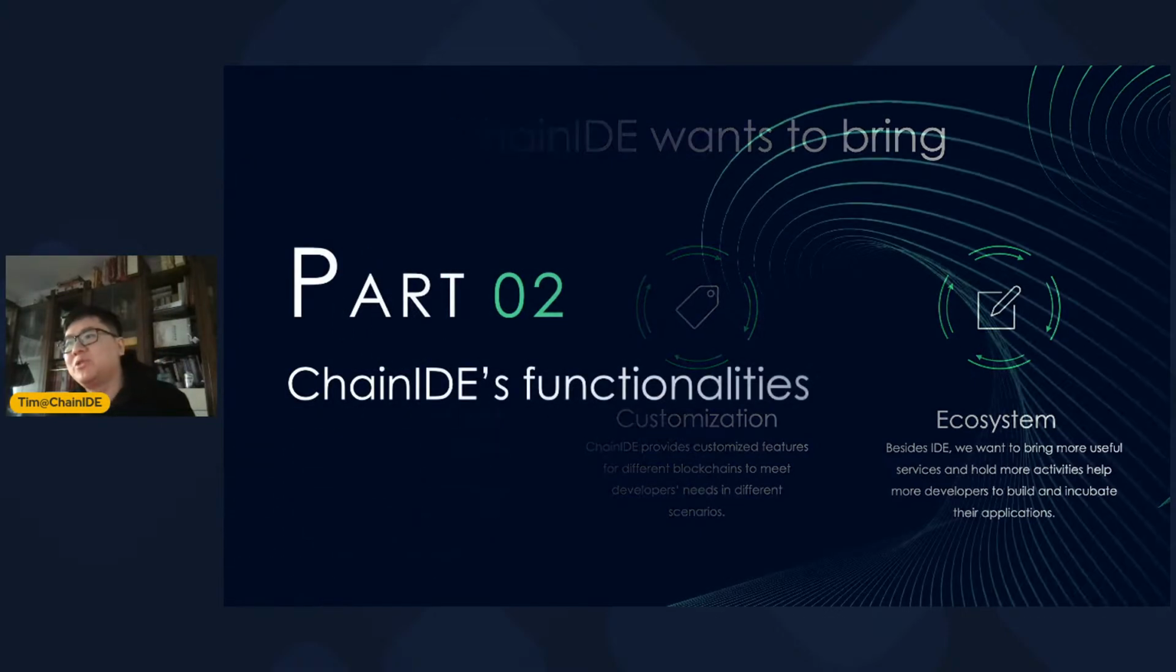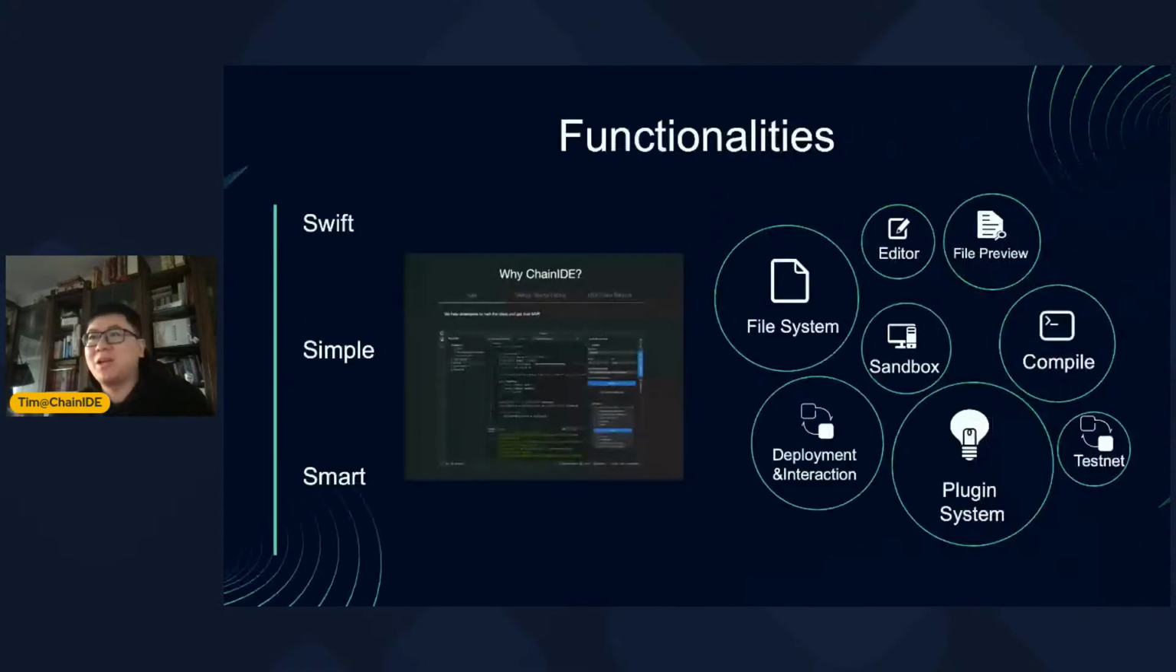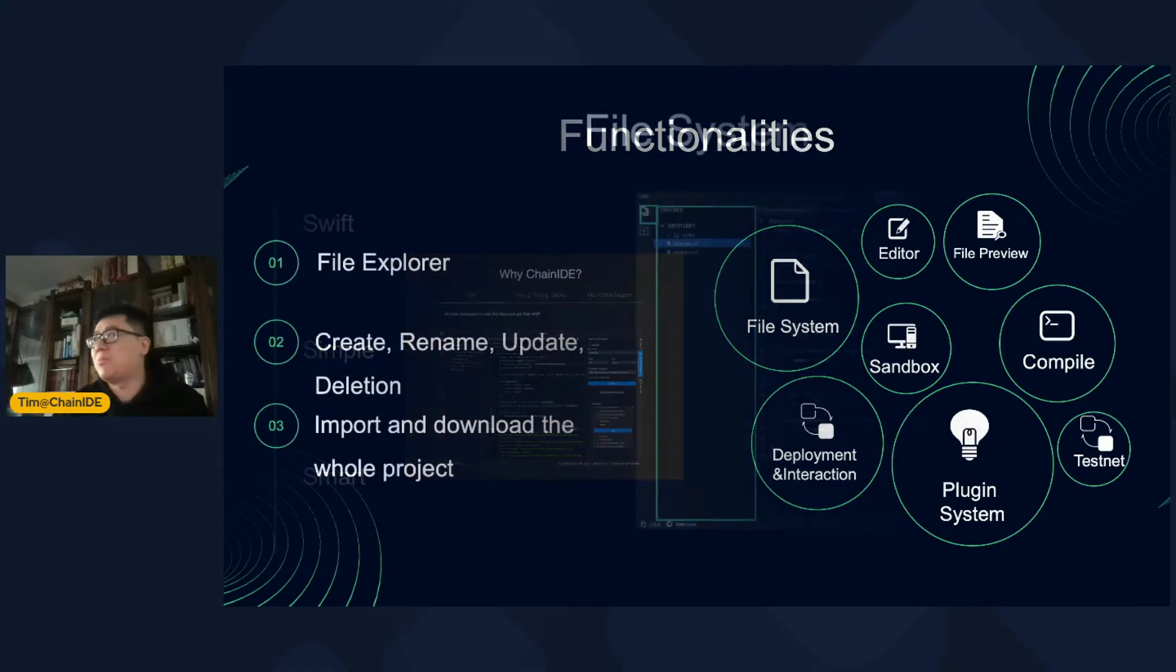All right, so part 2 is the functionalities. I will put up some screenshots and go through each part of ChainIDE. This is a summary of all these functionalities: file system, editor, preview, compile, testnet, development, deployment and interaction, plugin system, and also sandbox. Sandbox is a newly released feature. It's still in beta. We'll talk about this feature in the last section. All right, so I will go through them one by one.